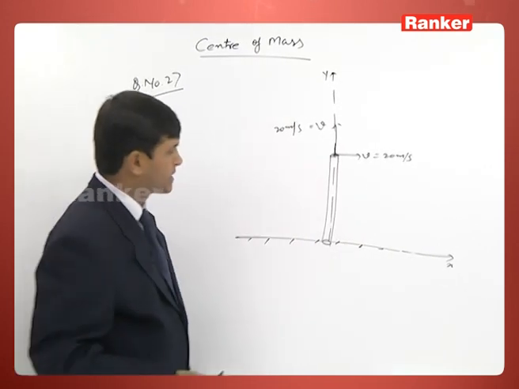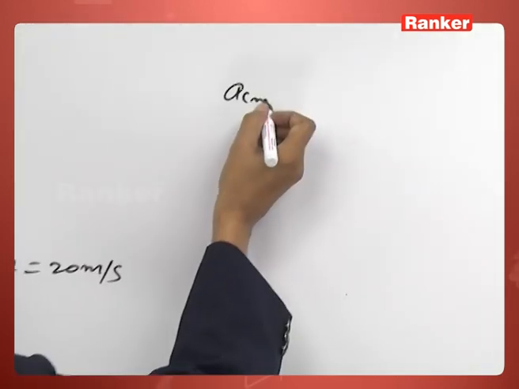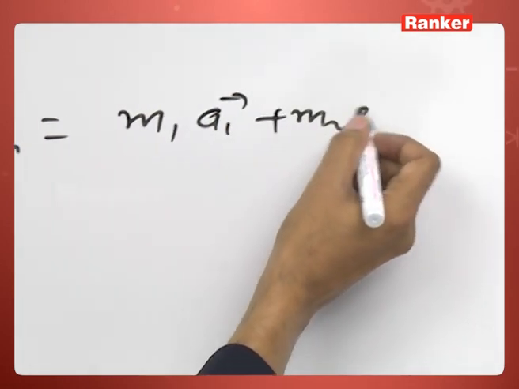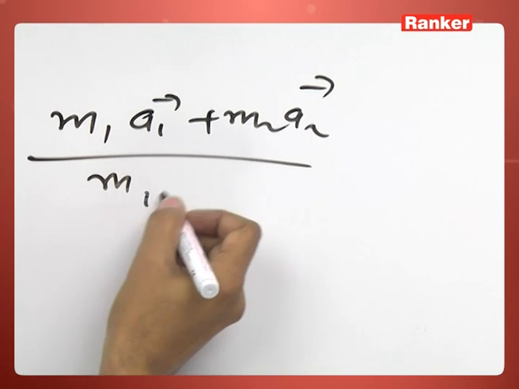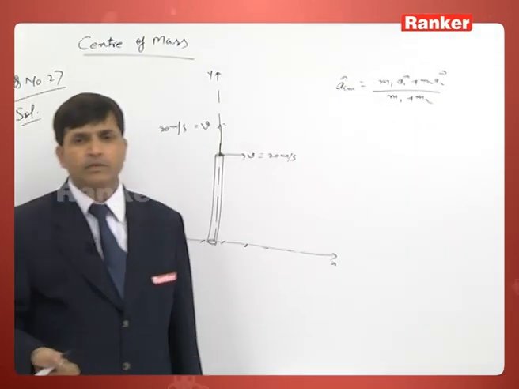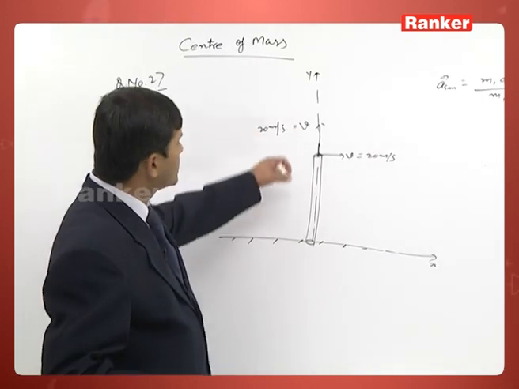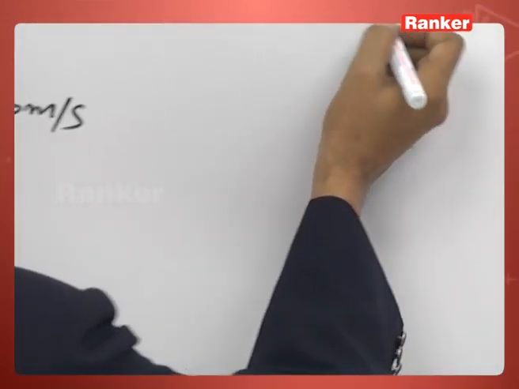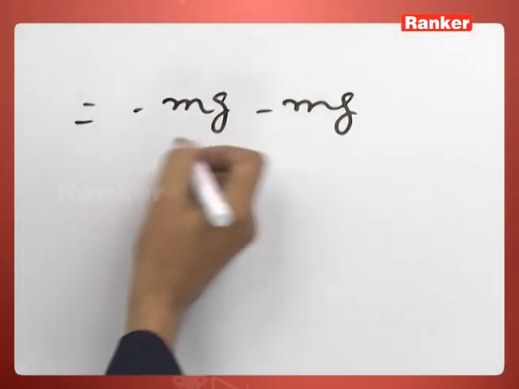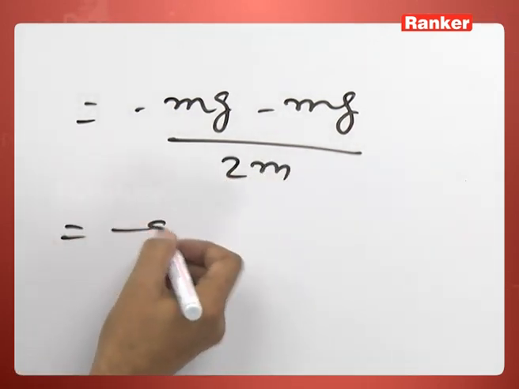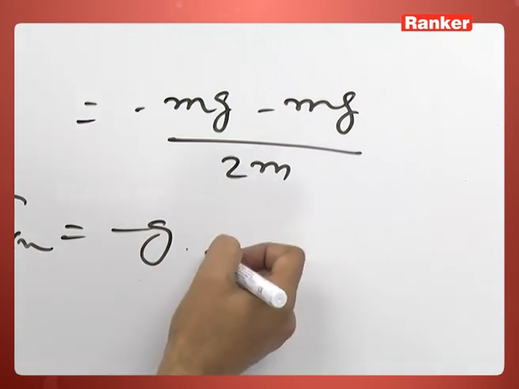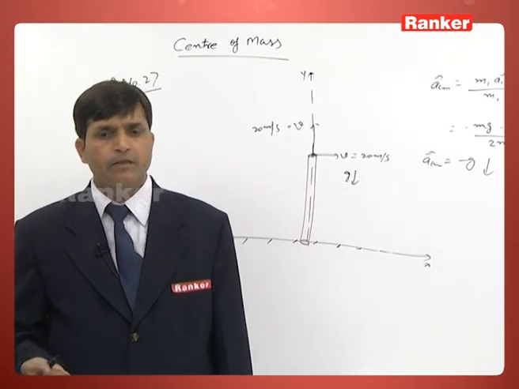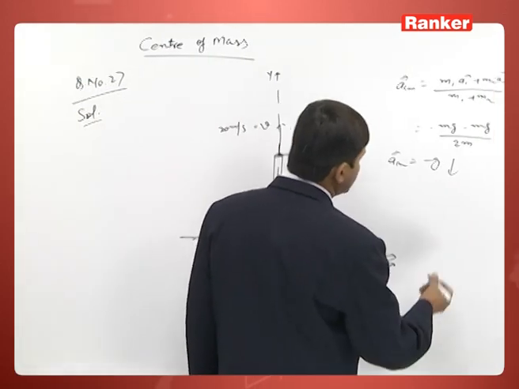acceleration of center of mass. First of all, ACM is equal to (m1 a1 plus m2 a2) by (m1 plus m2). Both the particles have equal masses and both are moving under gravity downward. So, minus mg by 2m, so that is minus g. So, acceleration of center of mass is g downward. So, option 1 is wrong, option 2 is the correct one.